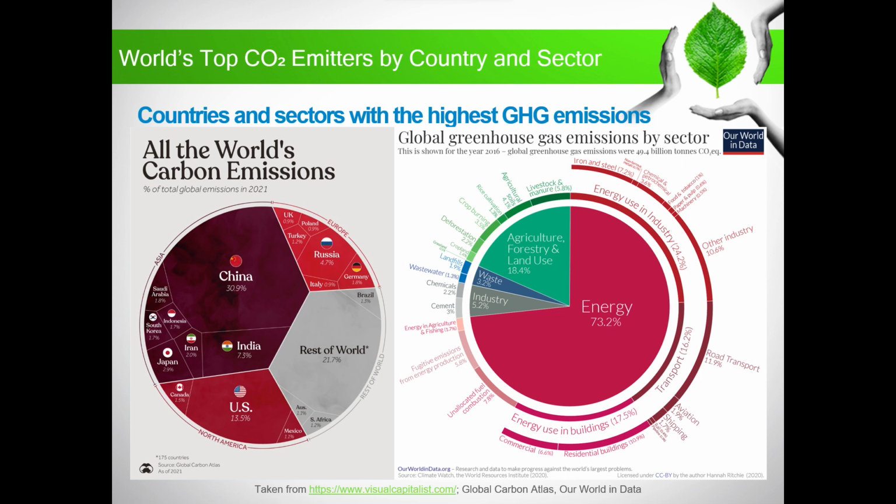At the forefront is China, responsible for 30.9% of global emissions, followed by the United States at 13.5%, India at 7.3%, and Russia at 4.7%. Together, these countries account for a significant portion of global emissions, with the rest of the world contributing 21.7%. Breaking it down regionally, in Asia, China and India are the leading emitters.